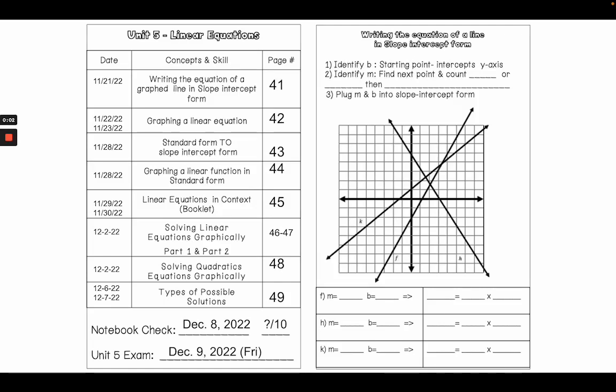Aloha Algebra 1 students, today we are writing the equation of a line in slope-intercept form, and this is the graphic organizer that we're going to use here today, so please make sure that you have your notes. You do need a pencil and 3 different color highlighters.